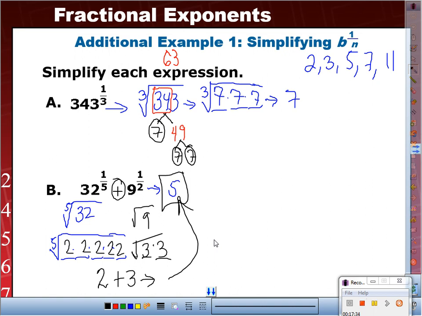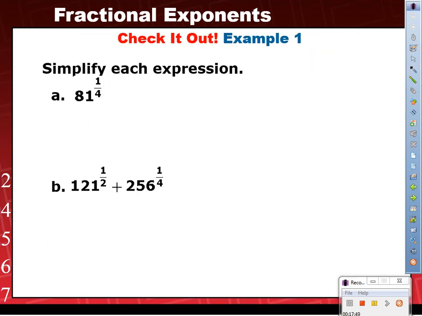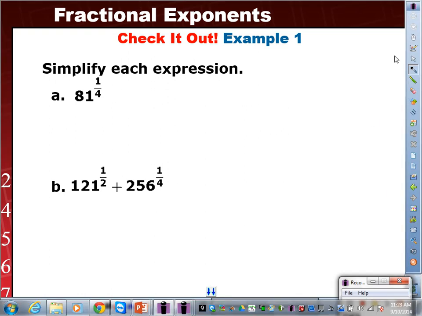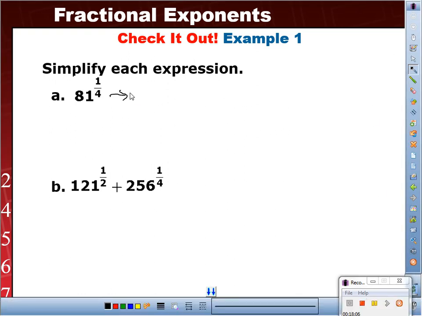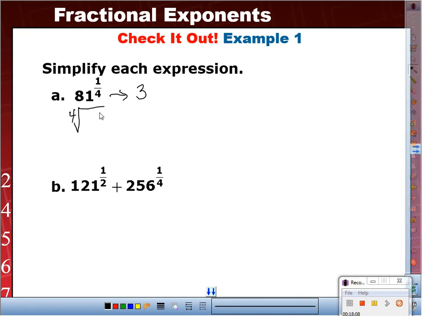And for those of you that were here in tutoring, yesterday I went over this, and then I said open your book and do number 17. And then we did practice. But let's continue. Copy these. Do number 1A, 81 to the 1/4, and then B, start it off, and then I'm going to elaborate on this one. Go. Hands up if you got 3. That is correct. This becomes 4th root of 81, which is 4th root of 3 times 3 times 3 times 3.